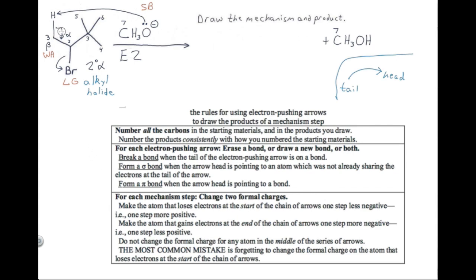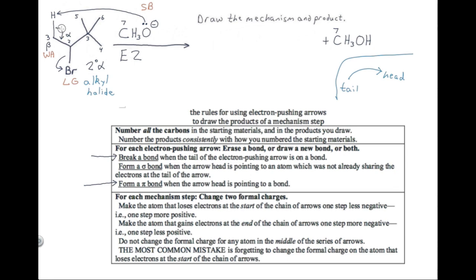Now we can work on this second arrow. Again, every arrow tells you to erase a bond, draw a bond, or both. So what do you think this arrow tells you to do? Is it intuitive that this is an arrow that tells us both to erase a bond and to draw a new bond?